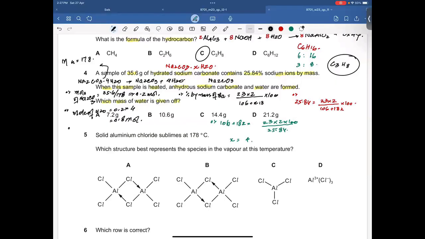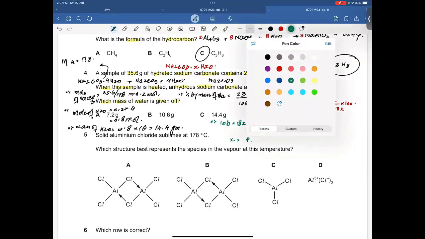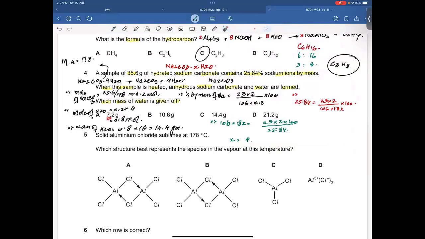We need to find out the mass of water. So in order to find the mass of water, 0.8 into 18, or 4 into 18, is going to be 14.4 gram. Is there anything written like this in the options? 14.4, not possible. 14.4, C is going to be the right answer.